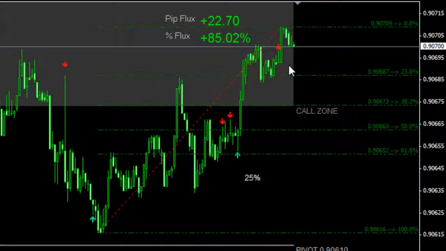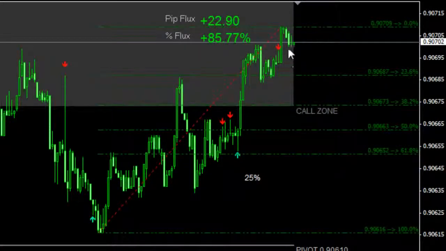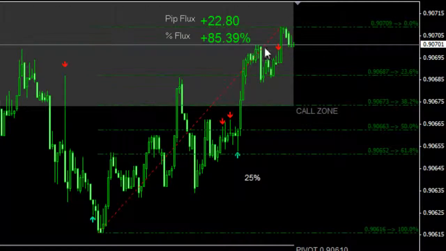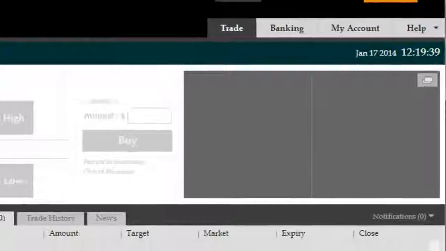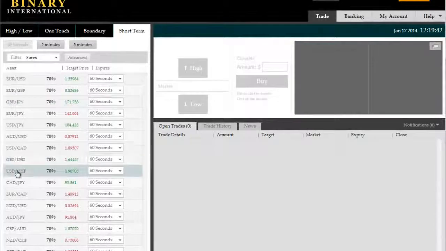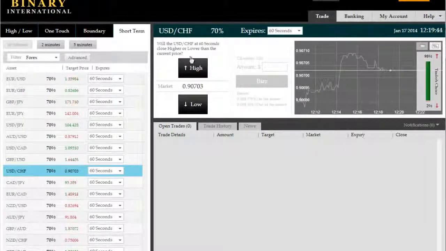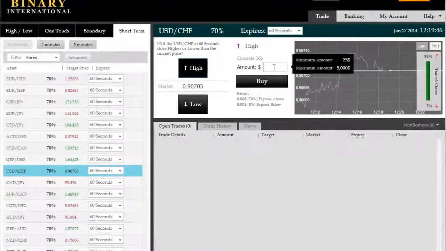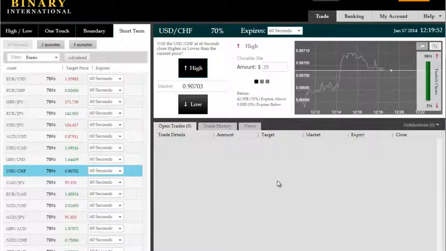So let's see what's going on here. We have the price currently fluctuating, and there seems to be a bounce off near-term resistance, near-term support here, my mistake. So we're going to go ahead to our platform, choose USDCHF. And by the way, we're going to do this multiple times just to show you how the odds of you being successful are greatly increased. We're going to place a $25 investment going high.